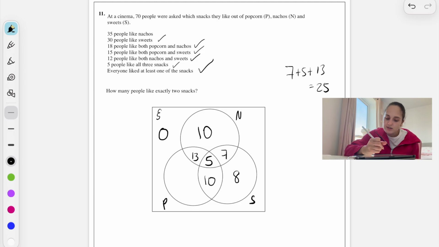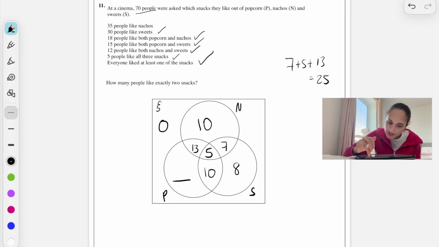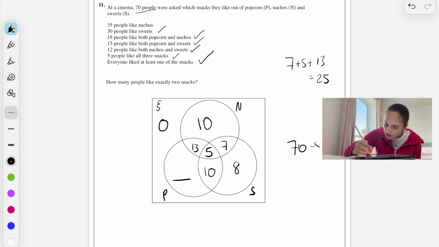So all I need to do now is work out the number of people who like just popcorn by adding up all of the numbers we have so far and subtracting it from 70. So I'm going to do 10 plus 5 plus 13 plus 7 plus 10 plus 8. So that's going to give us 53, and 70 take away 53 is going to be 17. So we have 17 people like just popcorn.